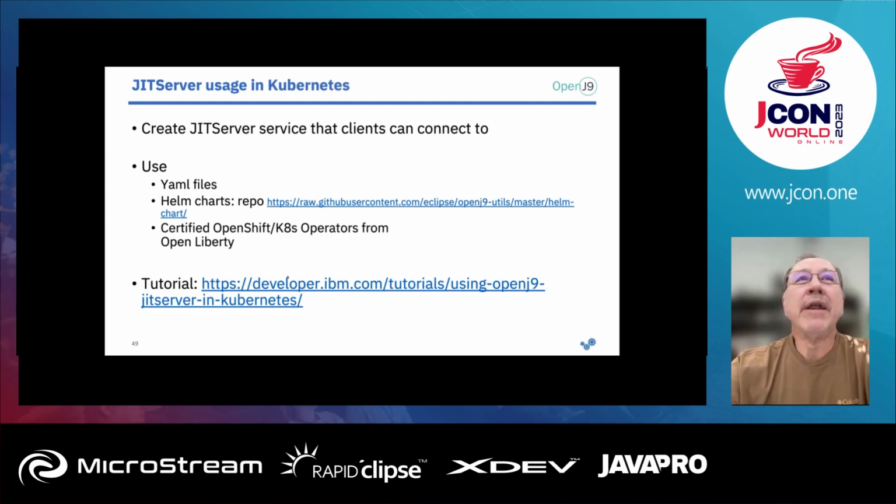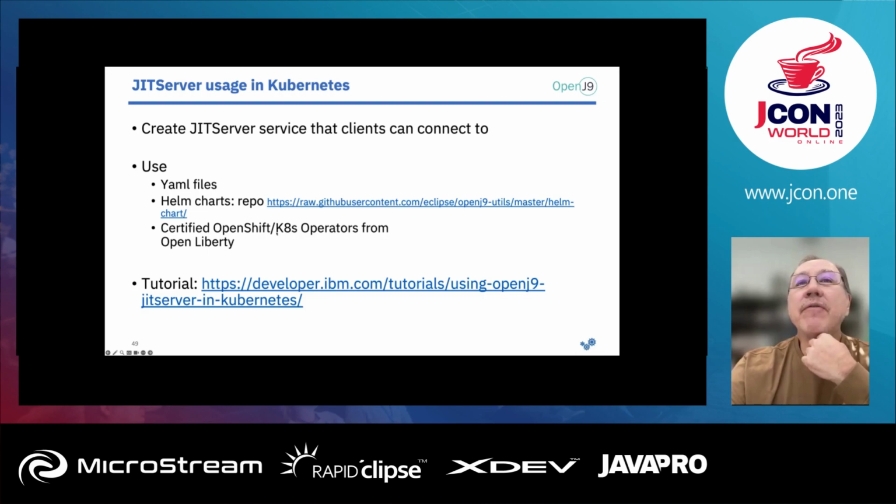JITServer usage in Kubernetes: basically, you create a JITServer service that your clients can connect to. You can define and deploy your JITServer using YAML files or Helm charts. There's already a Helm chart out there that you can use to help set that up, because we know how difficult it can be setting up anything in Kubernetes.